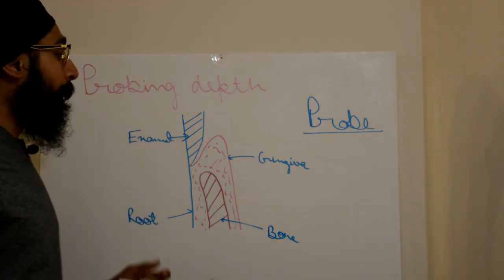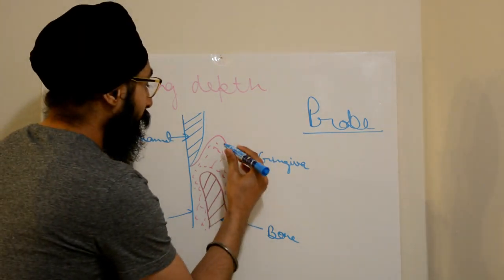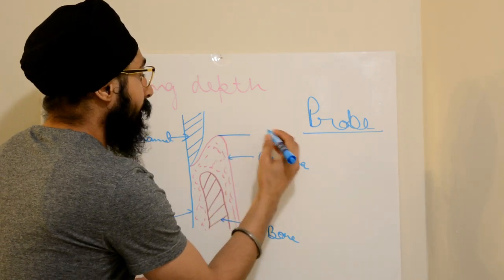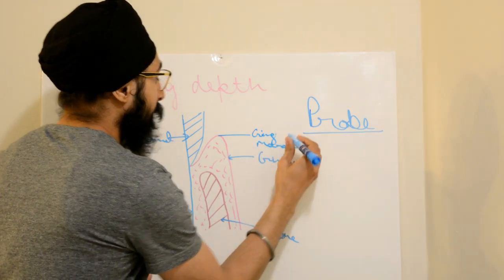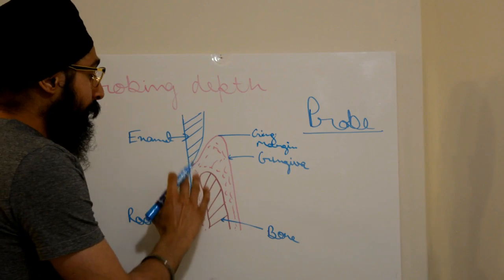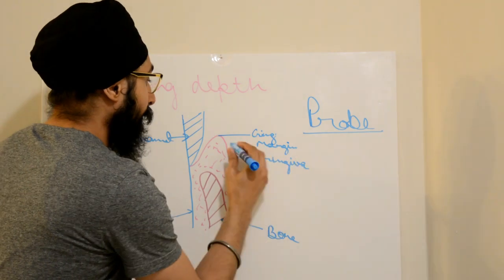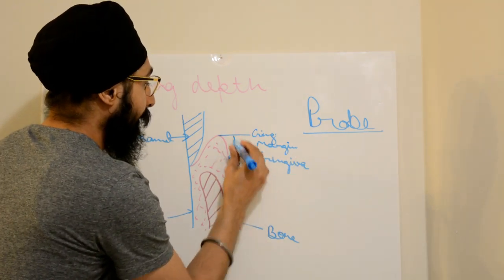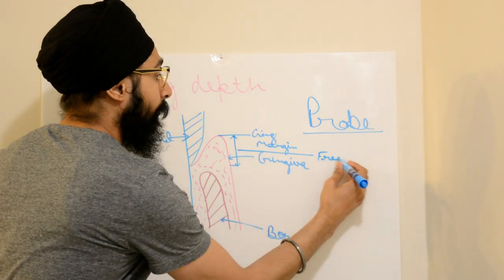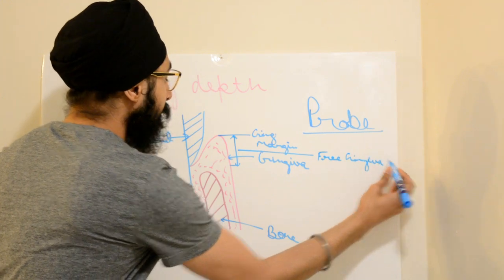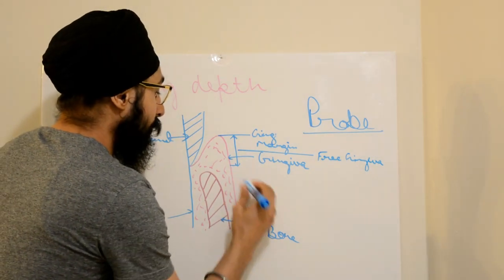Friends, as you all know, gingiva is divided into different zones. For example, the topmost part of the gingiva is called the gingival margin. The gingiva that is not attached to the bone surface is called free gingiva. So from here till here, it is free gingiva. The gingiva that is attached to the bone is called attached gingiva.